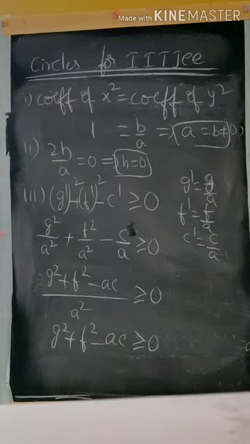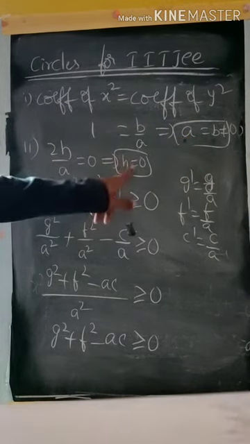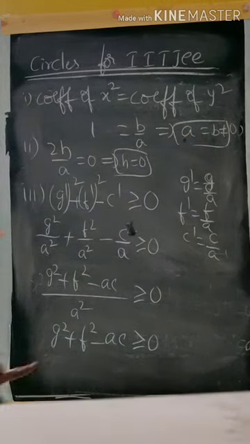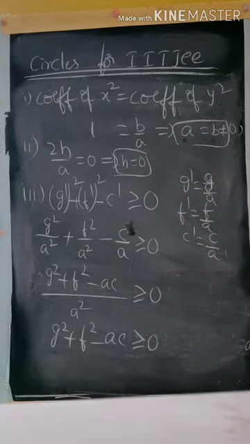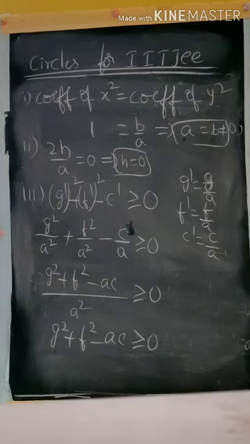So therefore the conditions for the general second degree equation ax square plus 2hxy plus by square plus 2gx plus 2fy plus c equal to 0 to represent a real circle if and only if a equal to b not equal to 0, h is equal to 0, and third condition, g square plus f square minus ac greater than or equal to 0. So this is one condition.